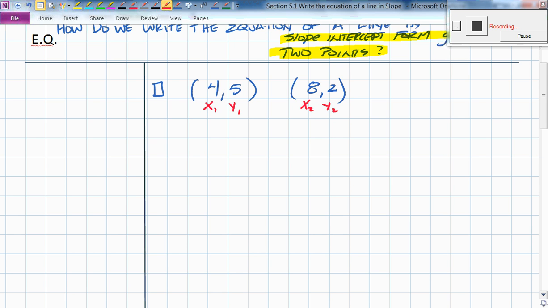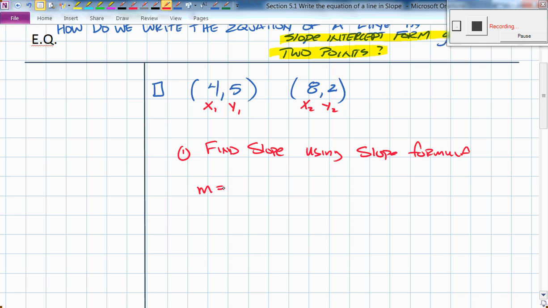Now, do I know what the slope is just from looking at the 2 points? No. I could graph it, but my goal is to write the equation of a line. So I'm going to go straight into finding the slope. Number 1, I'm going to find the slope using the slope formula. That's what I'm going to do first.